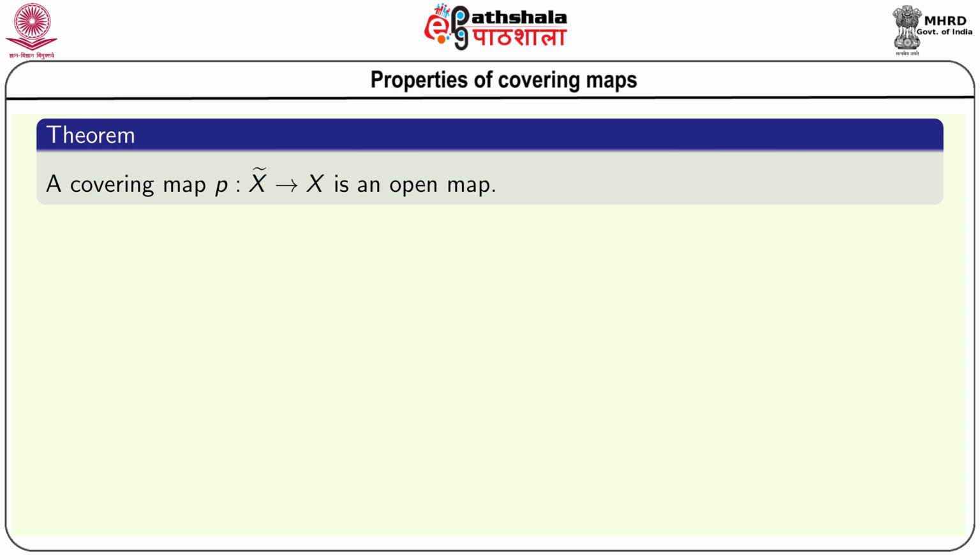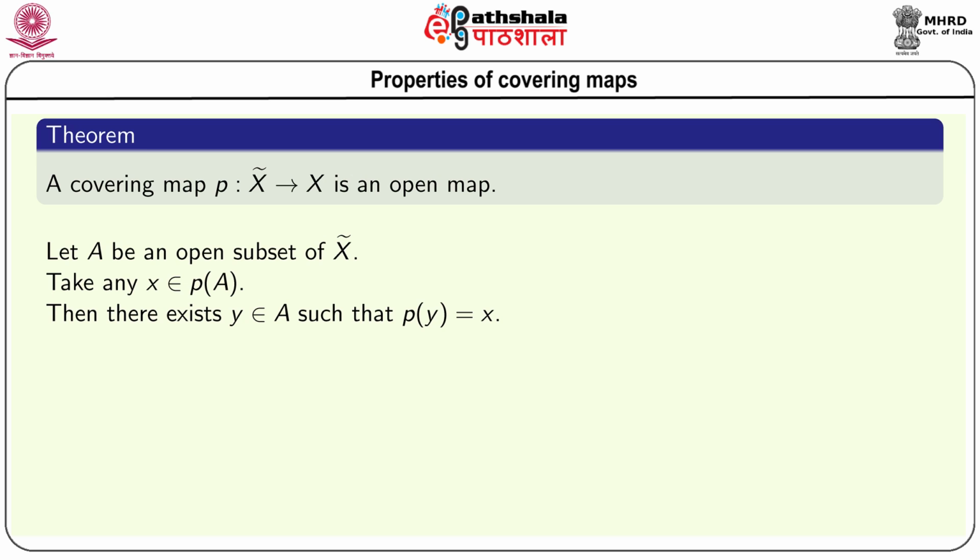Now, we discuss a theorem where we see that a covering map is an open map. Let us take an open set A from X tilde. Now, take any point x from P(A), that is the image of A under the map P. Then there exists y in A such that P(y) equals x.